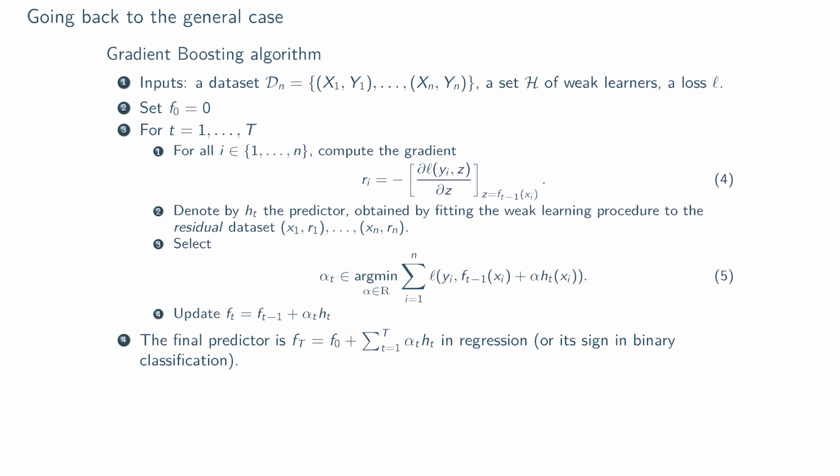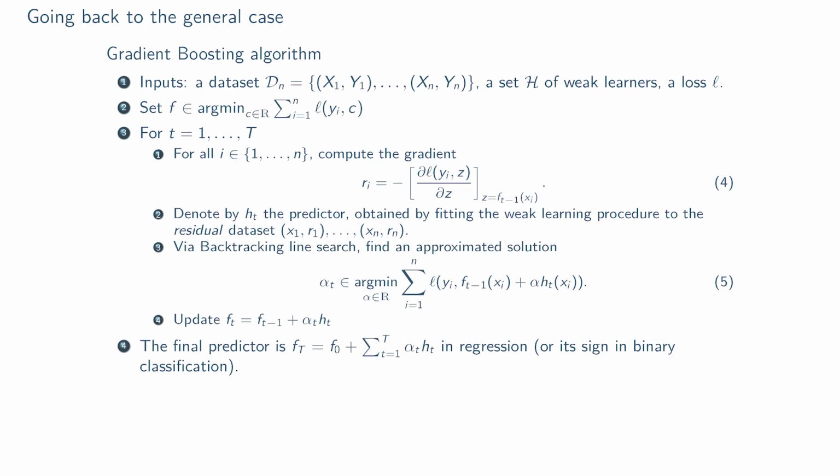We must now find an algorithm to solve the optimization problem in alpha presented in equation 5. This problem is simpler than the optimization in predictor h because the parameter alpha is real. We can therefore use a generic backtracking line search procedure to find an approximate solution to this optimization problem. Such procedures work iteratively, starting with a large value of alpha, multiplied by a factor less than 1 at each iteration, until a value of alpha is identified that leads to a decrease in the objective function.